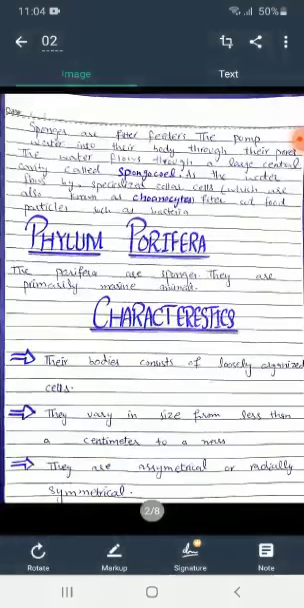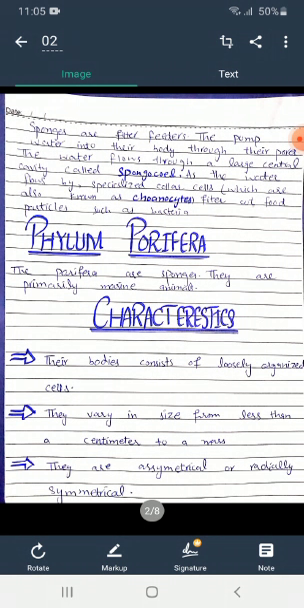Sponges are filter feeders. They pump water into their body through their pores. The water flows through a large central cavity called the spongocoel. As the water flows by the specialized collar cells, which are also known as choanocytes, they filter out food particles such as bacteria. Phylum Porifera. The Porifera are sponges. They are primarily marine animals.